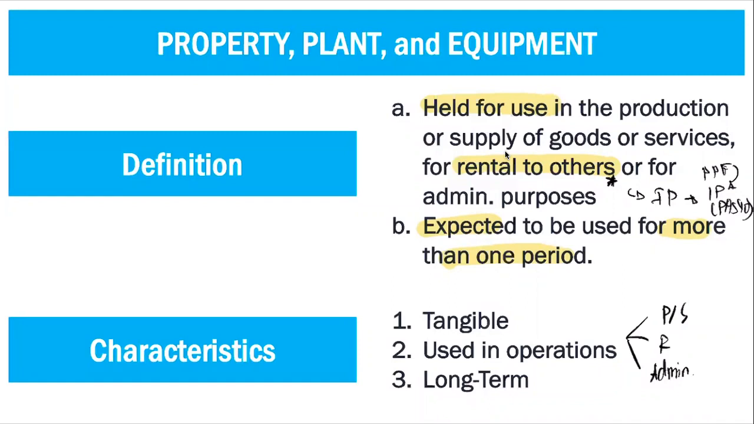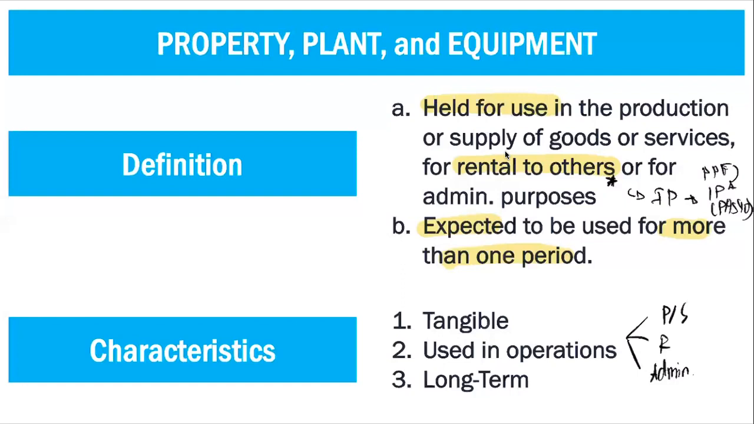And that building is used primarily for your administration, or nandun lahat ng employees mo. So admin purposes yon. Pag naman yung building, doon pinoproduce yung products mo, edi for production or supply yon. For rental, pinapaupa. But take note, for rental to others, ingat tayo dyan, hindi lahat ng property held for rental to others are considered property, plant, and equipment. Because again, later on as we go through, it can be presented as an investment property under PAS 40.